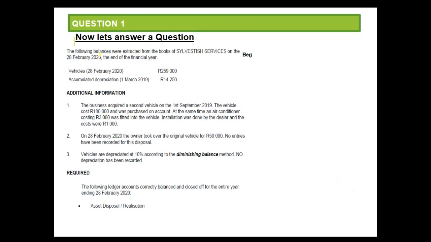Now, if you check here, we have the books of Sylvester Services on the 28th of February 2020. Bear with me, guys. I know 2020 is a leap year, with the 29th, but now let's just say it's the 28th of Feb, the end of the financial year. So firstly, before I continue, I'll make sure that I compile a financial period or a timeline for the year ended 28th of Feb 2020.